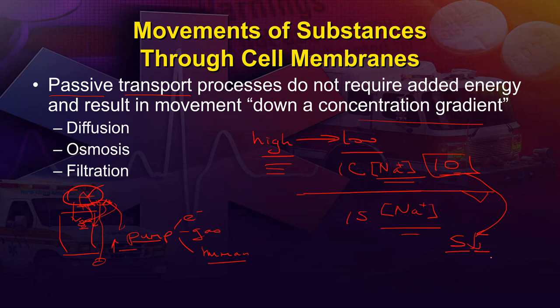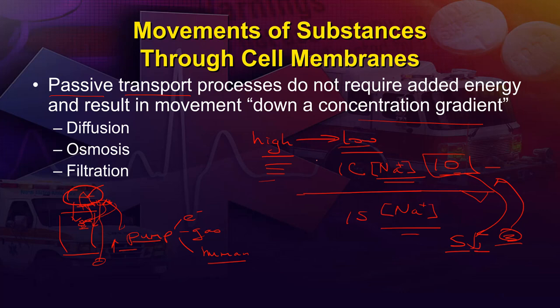If, however, I wanted to move 3 of these 5 sodiums, here's our 3, to the inside, I'd have to use energy because I'm going from low concentration to high concentration. So this would not be a passive process. So when we look at any situation in which we're discussing whether something is moving according to active transport or passive transport, the first question to ask is, what's the concentration gradient? The second question to ask is, am I following a concentration gradient? Because if you are following a concentration gradient, it will always move from areas of high concentration to low concentration without the expenditure of energy.